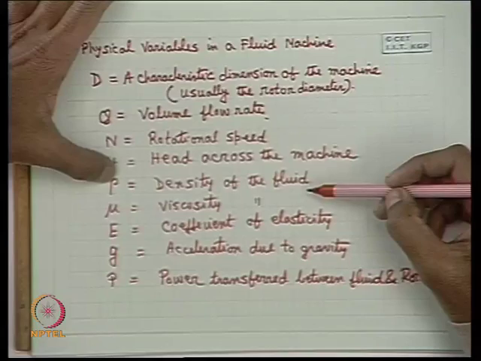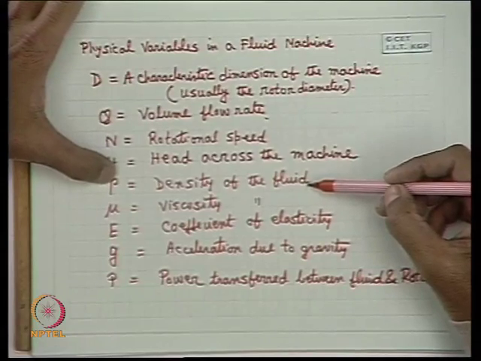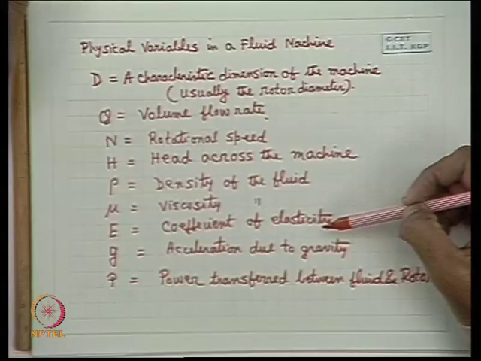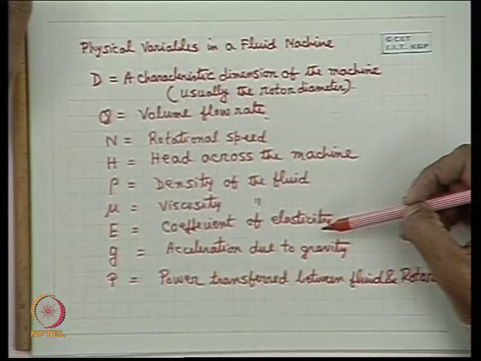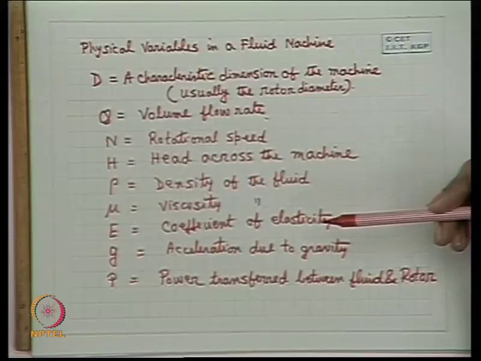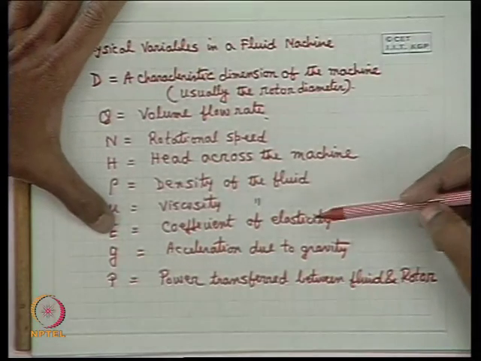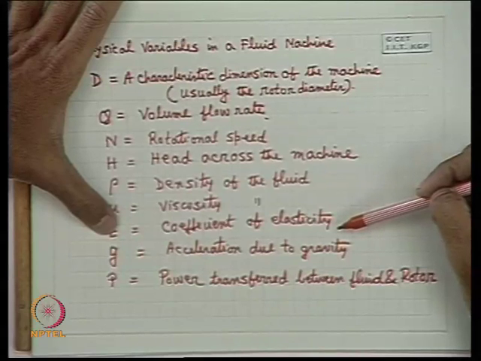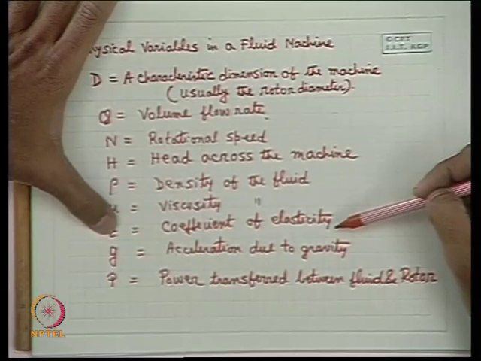Then these are the fluid properties, the density, the viscosity and coefficient of elasticity, which comes when the compressibility of the fluid comes into consideration, which is not beyond the scope of this class. Of course, we are discussing the fluid machines handling incompressible fluid, but the coefficient of elasticity comes when the compressibility is taken care of, or the fluid machine handles the compressible fluid.